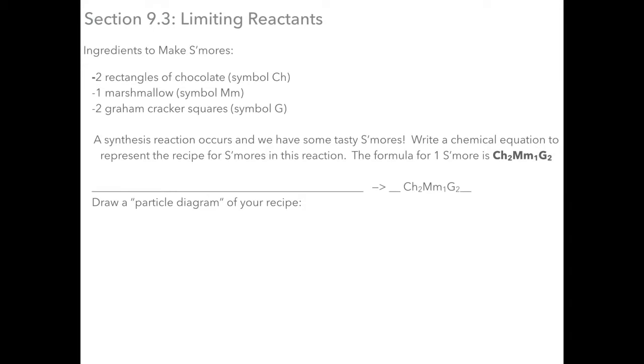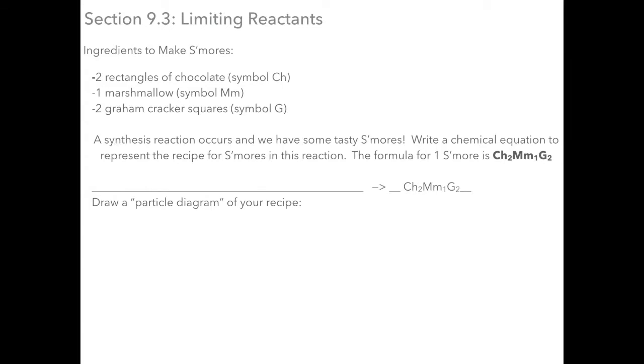Well, this concept is called limiting reactants, and in order to explain it, I'm going to use a real-life example. I'm going to talk about s'mores. So the first thing that we're going to do is just make sure we're okay with particle diagrams. To make a s'more, you need 2 rectangles of chocolate, you need 1 marshmallow, and you need 2 graham crackers.